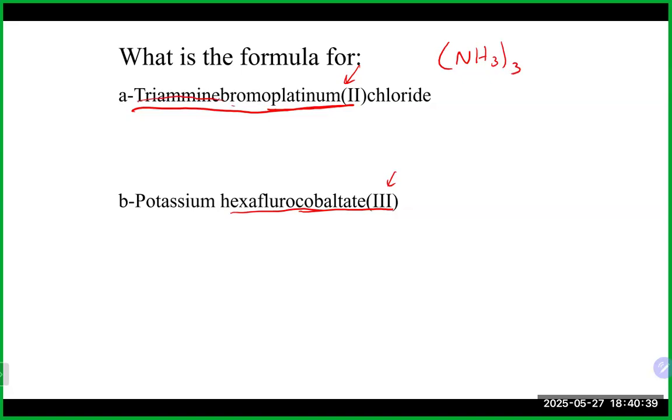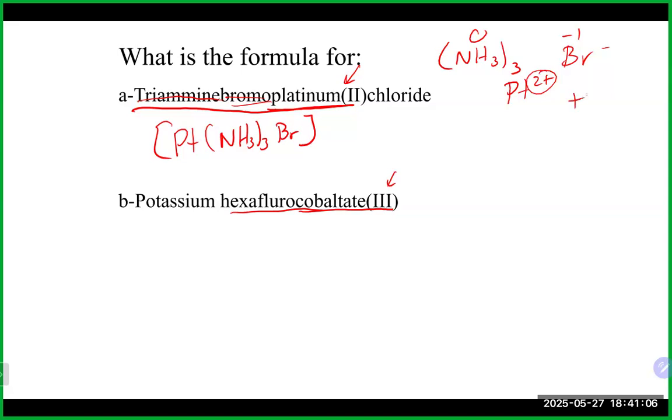Takes care of that. Got me a bromo, which is a Br minus. And I got a platinum that has a +2 charge in this case. So putting together the complex ion part, a little Pt, a little NH3, and a Br. We can now use that to figure out the overall charge of our complex ion. This guy's 0, this obviously is a -1, and that's a +2. That means overall, our complex ion is +1. And that's important for our counter ion, which is chloride. That tells us we just need 1 chloride there to balance out that +1 charge. Any questions on that one there?